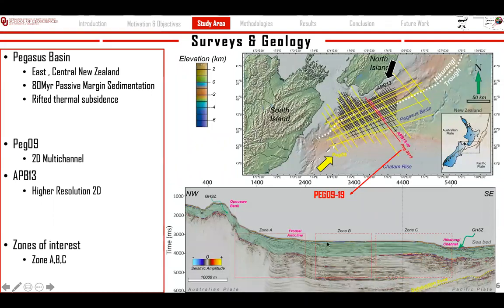Here is a cross-section of the PEG-09-19 seismic line that shows 3 bathymetric areas of interest where gas hydrate systems have been known to be located within the subsurface. They include the Upper Bank, the frontal anticline, and the Hikurangi Channel. We focus our studies on Zone A, which includes the strong continuous BSR in addition to the frontal anticline, Zone B, which includes the weak discontinuous BSR, and Zone C, which includes the very strong continuous BSR.